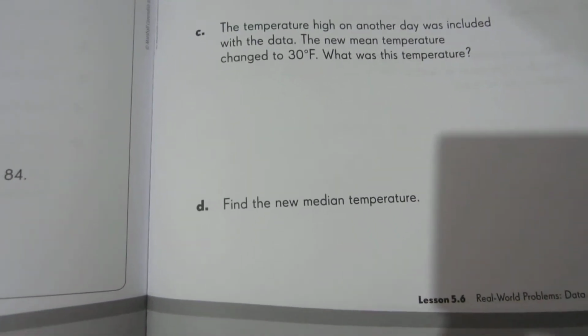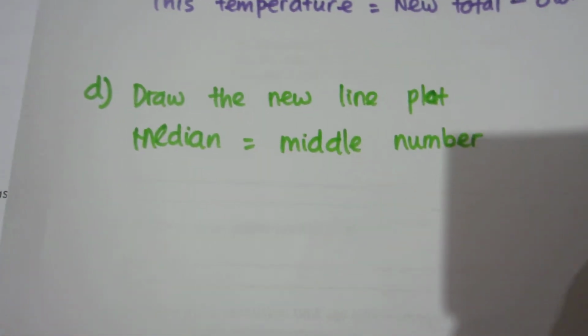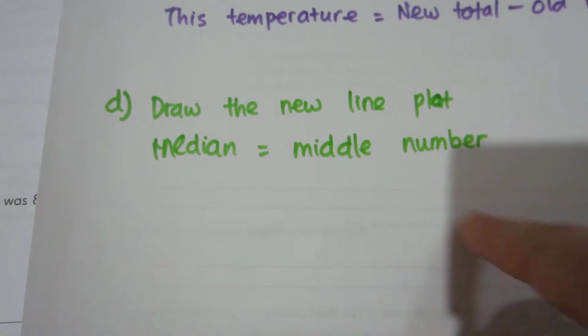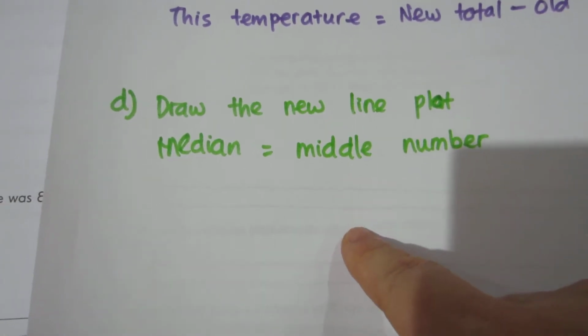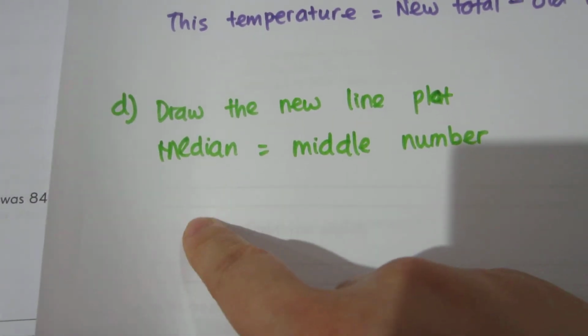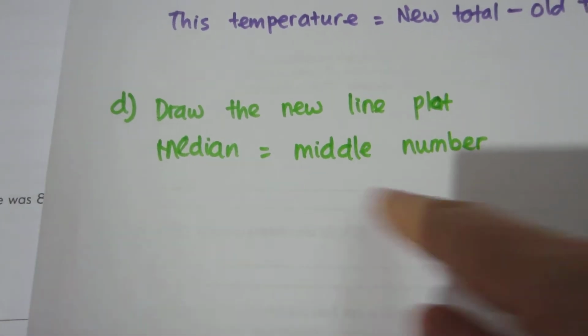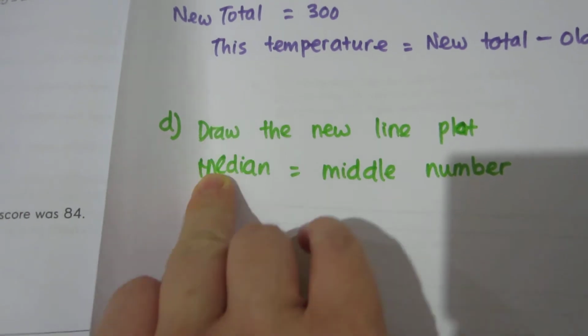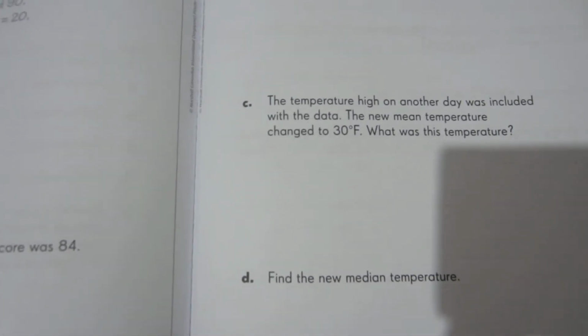And then for D, find the new median temperature. So first you need to draw the new line plot. And then when you get the new line plot, the median will be the middle number. So you need to circle the line leader with the caboose, second line leader with the second caboose until you find the middle number. Next, number 7.